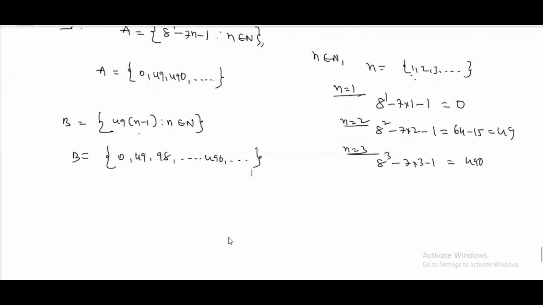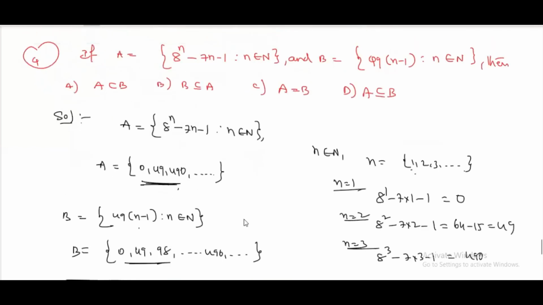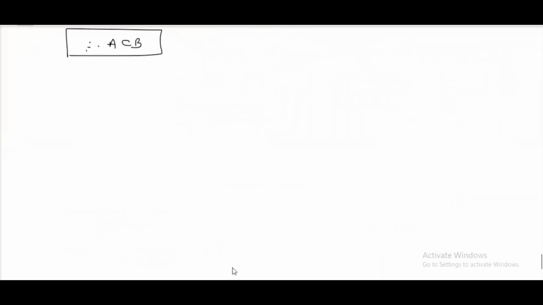If you observe clearly, all the elements of set A are there in set B. So we can take that A is a subset of B. So here, which option is correct? Option A is correct in this question. So let's see the next question.